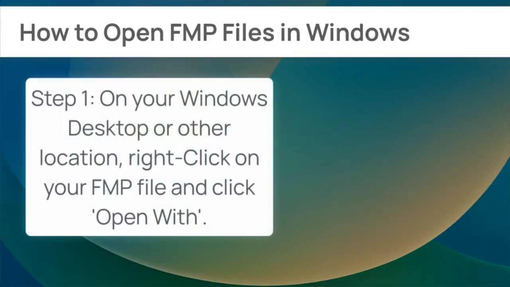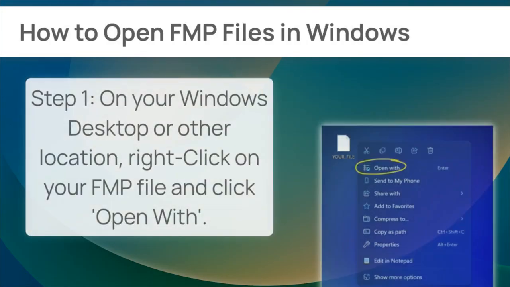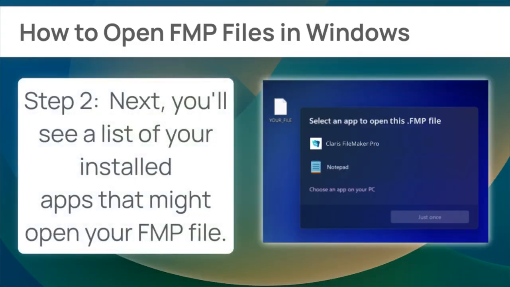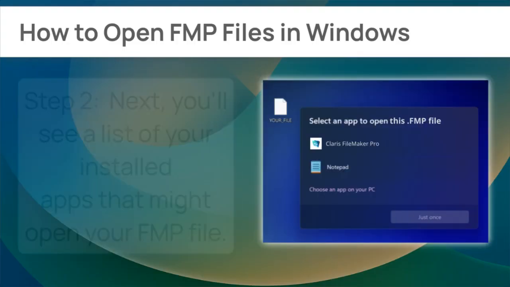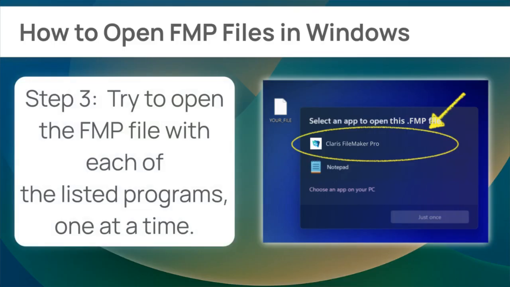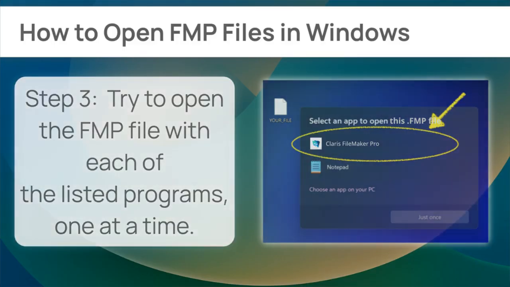Your first move is key. Right-click the FMP file and select Open With. Test with Claris FileMaker Pro if it appears. If it doesn't, select another program. It's often necessary to test multiple applications to solve the issue.